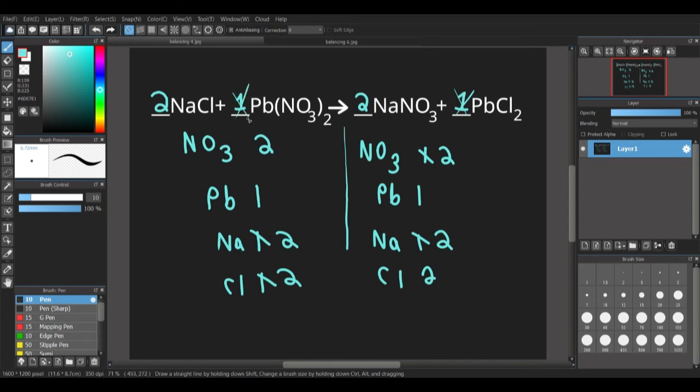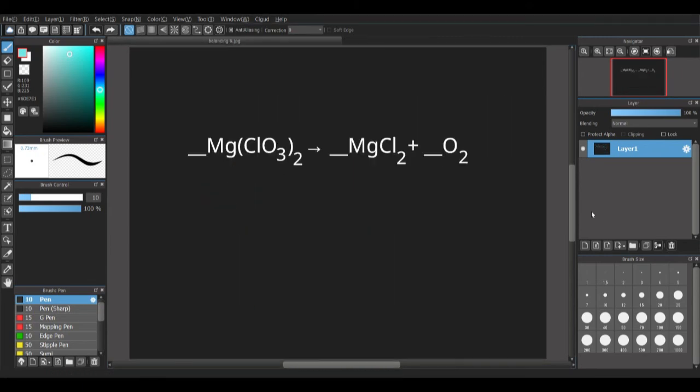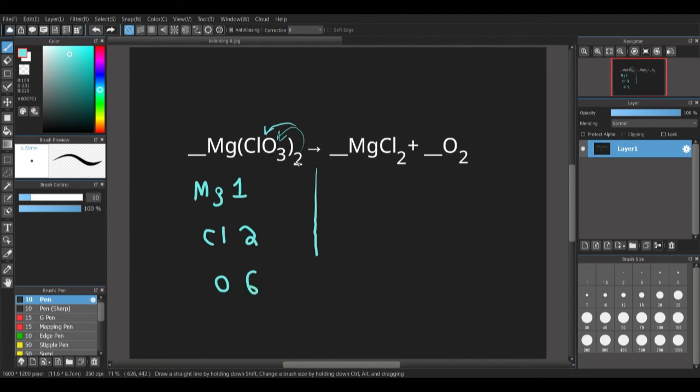Now we're going to try one more example where the polyatomic ion is going to break up. For our last example, we're going to do a problem where the polyatomic ion does break up. So here we have ClO3 on the left, but not on the right. The way we start is no different. We're going to write the amount of each element from each side. So on the left are the reactants. We have 1 magnesium. And now, remember that 2 gets distributed to everything in the parentheses. So we have 2 chlorines, and then we have 6 oxygens, because 2 times 3.